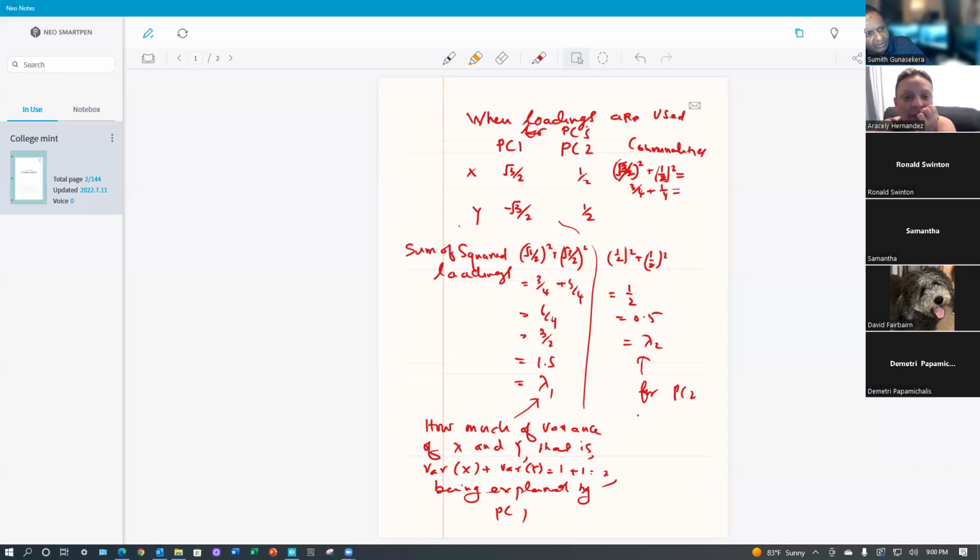I was asking about the communalities. Root 3 over 2 and 1/2: 3 over 4, 1/4. It's going to be 1, no? It's 1. This is 1. Then the other way around, we can do this one too. We pretty much get the same answer, no?